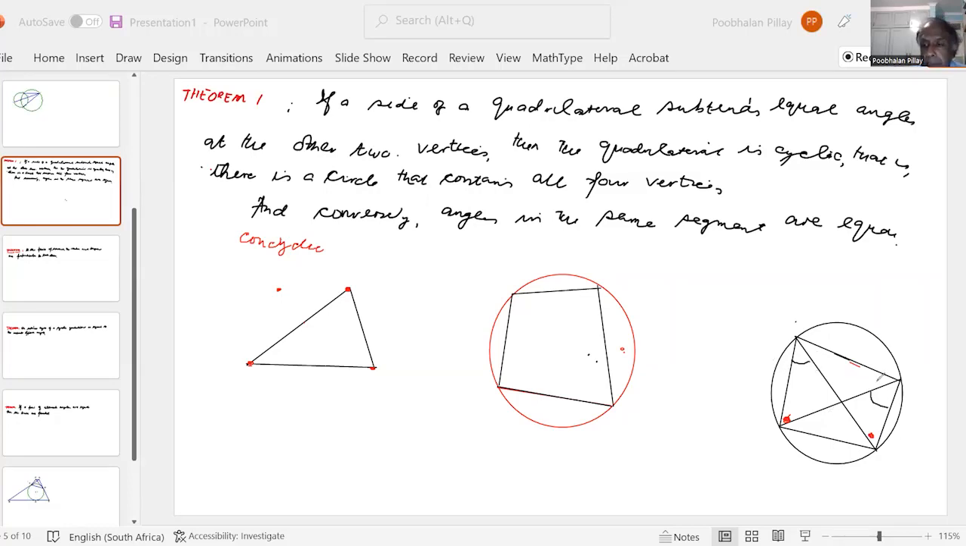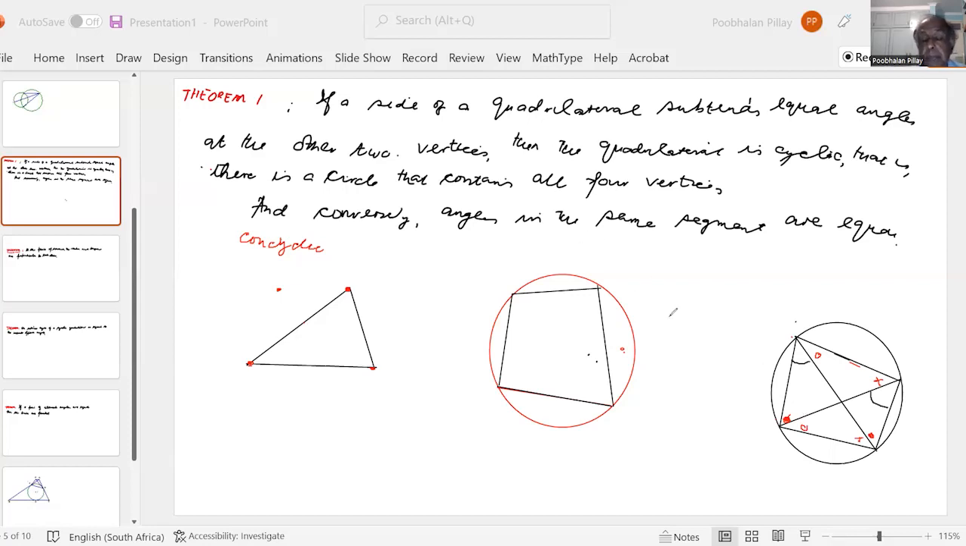So for instance, if I look at this point here, that angle is subtended by this chord here, because this arm finishes up there and this arm finishes up there. So these 2 points become the chord that subtends the angle, and that chord subtends this angle here as well. So these 2 angles are equal, right? Like that, those angles will also be equal. So this is what we are saying here.